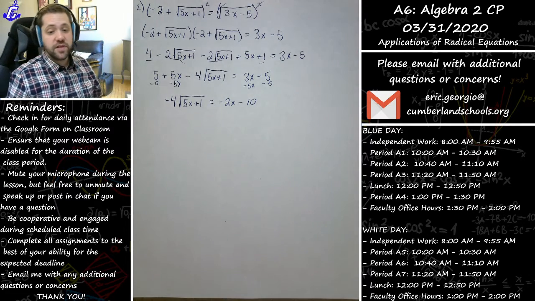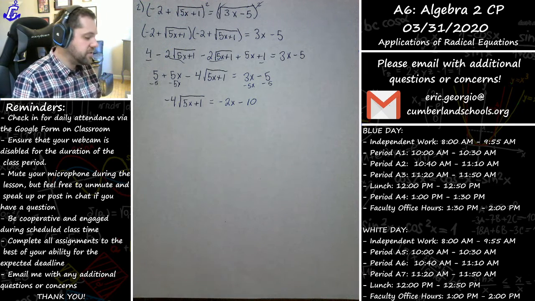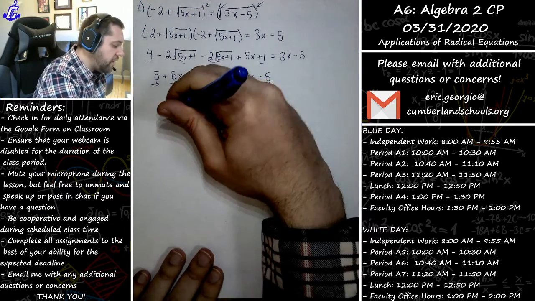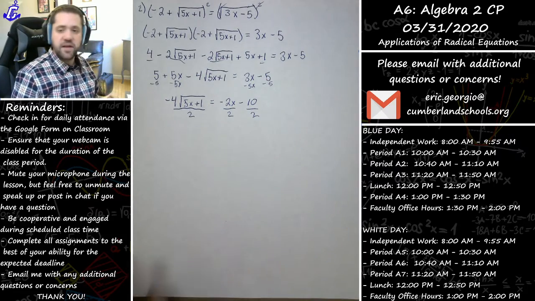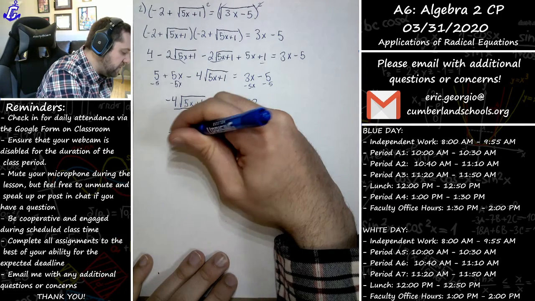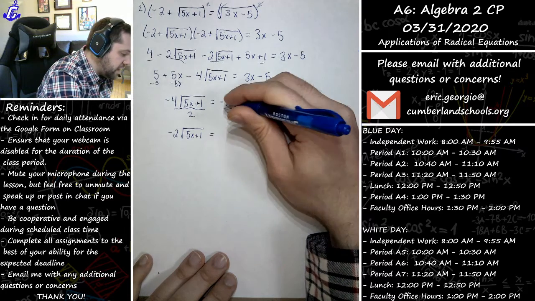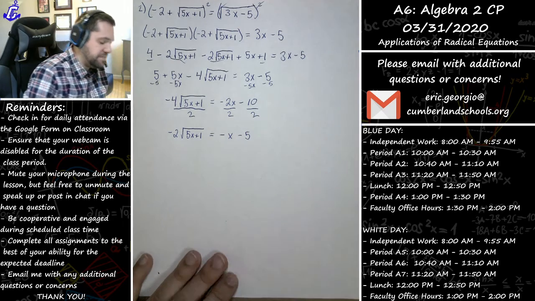Now, this is somewhat to the point that I brought up earlier. Even though it's not possible to divide these things evenly by 4, we can certainly divide them by 2, because it's almost like taking out a GCF. Dividing everything by 2 will make my life a lot easier. That's going to leave me with -2 times the square root of 5x plus 1 is equal to -2 divided by 2, -1x minus 5. 10 divided by 2.